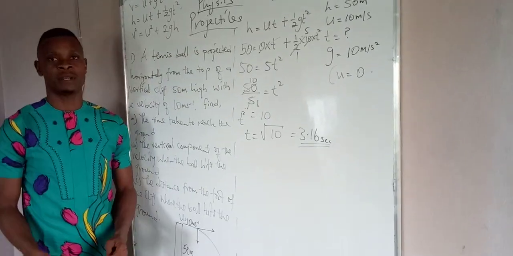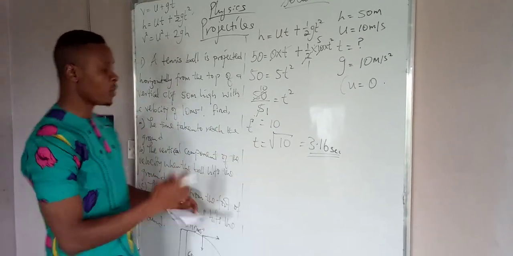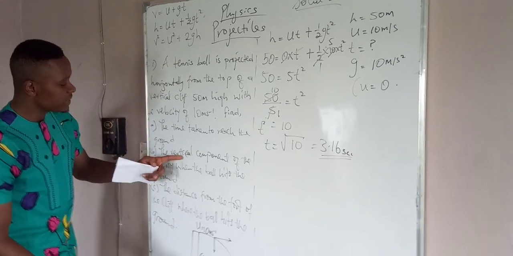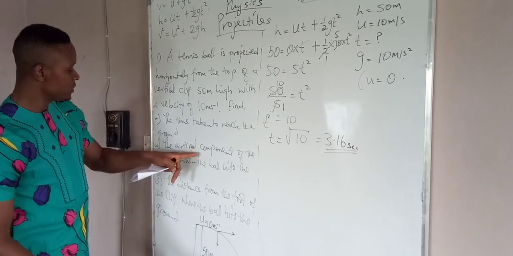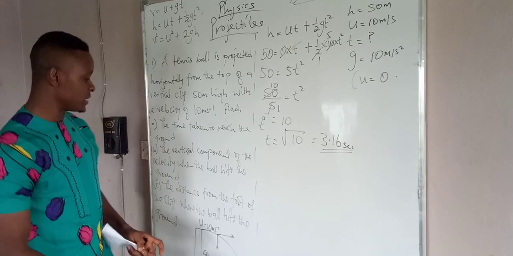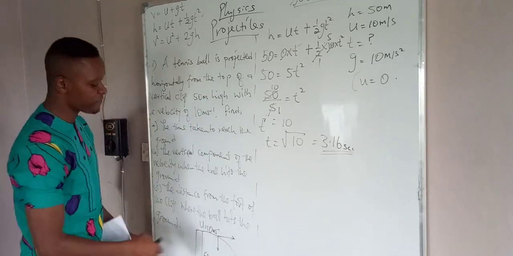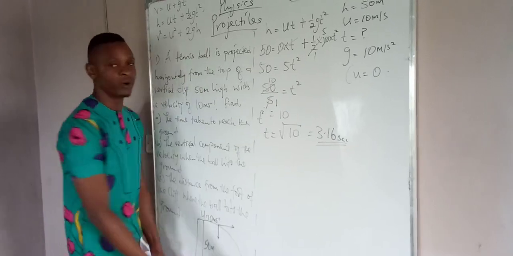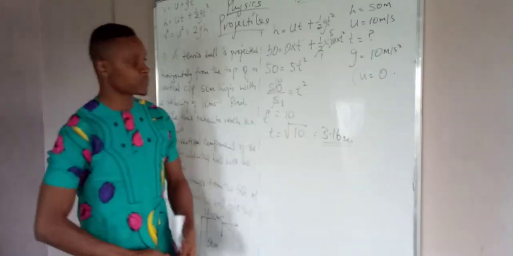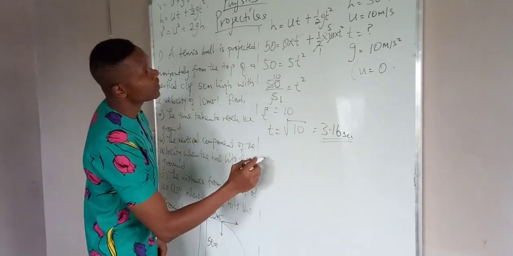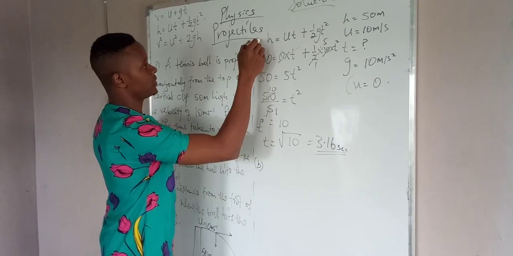Again, what's the second question? It says, determine also the vertical component of the velocity when the ball hits the ground. Now, what is the final velocity as the ball hits the ground? Okay, we use this as our B, because this is our A.